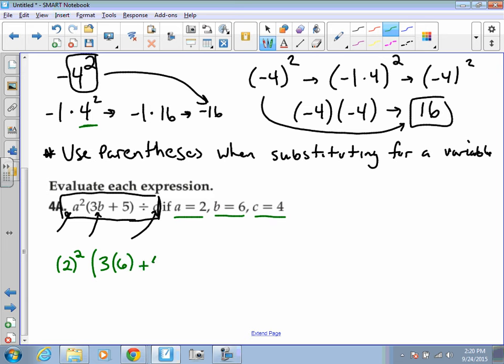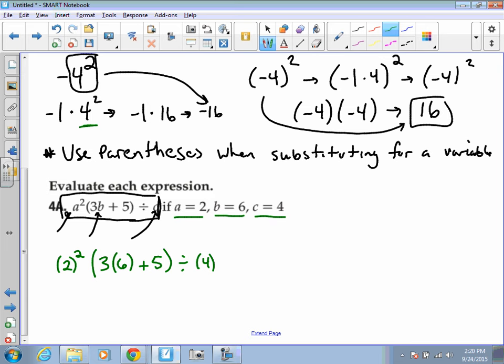That doesn't change. 5 is not a variable, so 5 stays put. Then I have a parenthesis. Then I have a division sign. And then I have a c at the very end, but we know that c is 4. So I can go ahead and plug those values right in and do it.